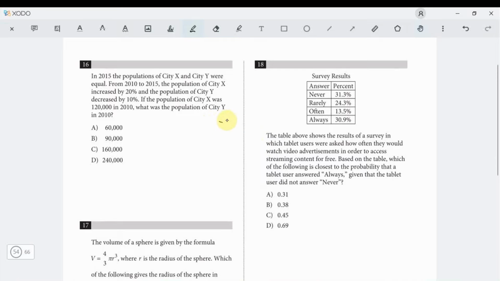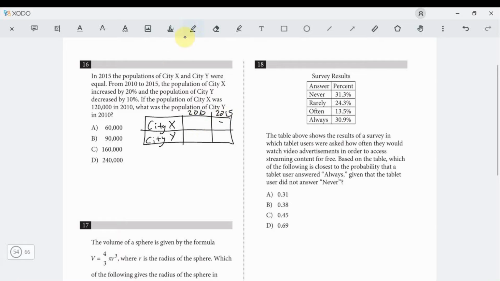I like to do these in a table, all right? So look what I'm going to do. I just draw my little table. It's for me, okay? So this is city X and this is city Y. And this one here is for 2010 and this is for 2015.